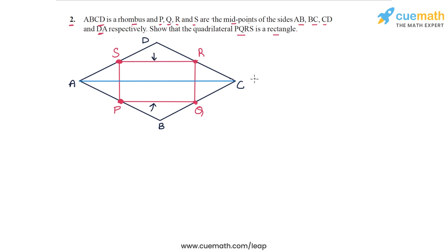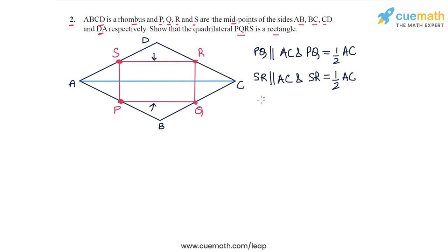If we apply the midpoint theorem to triangle ABC, P and Q are the midpoints of BA and BC. So we can claim that PQ is parallel to AC and PQ is equal to half of AC. Similarly, in triangle DAC, the triangle on top of the diagonal AC, S and R are the midpoints of DA and DC. Using the midpoint theorem again, SR is also parallel to AC and SR is equal to half of AC.